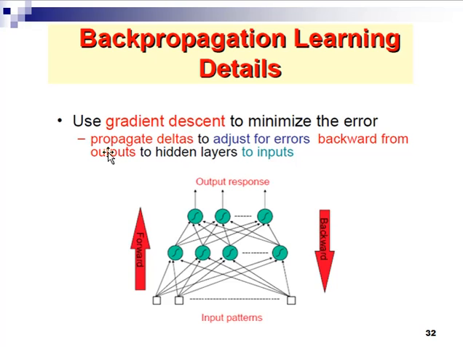These deltas are propagated back to the previous layers so that we can adjust these errors backward from outputs to hidden layers to inputs. So how does this error propagate back? It first propagates from the output layer to the hidden layers, and then from the hidden layers to the input layers. So we basically have two passes here: one is the forward pass and one is the backward pass.